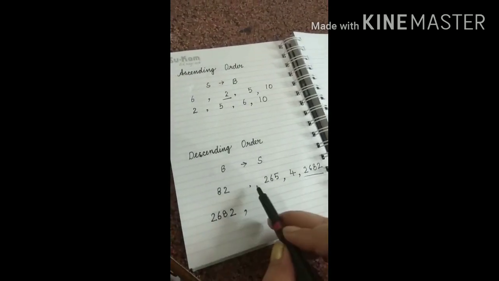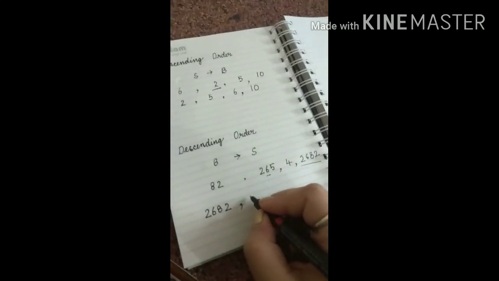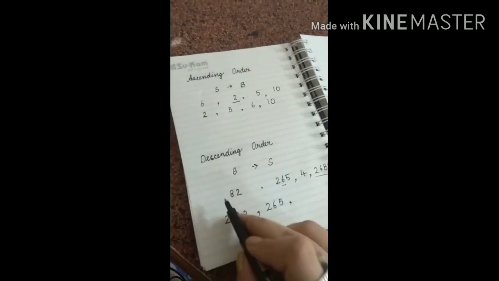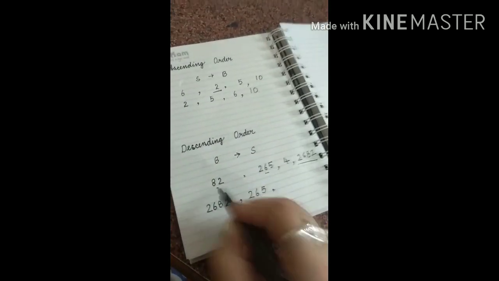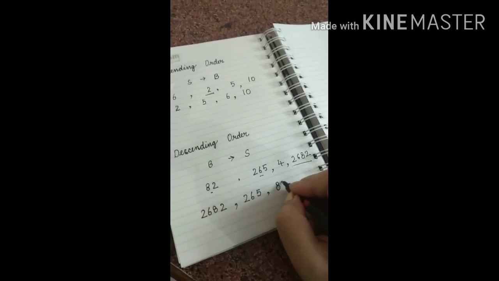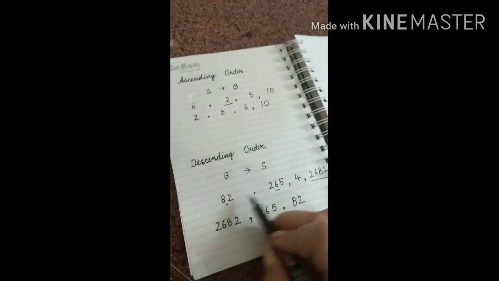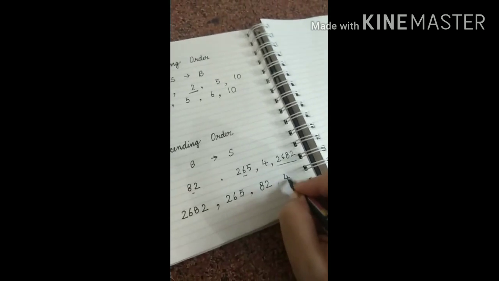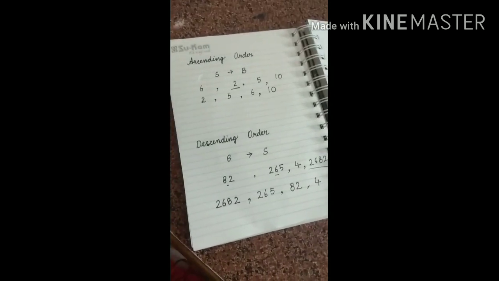Now second, what will it be? It will be this 3-digit number, 265. After that, third one, this 82. So we will write this 82, and the smallest number in all these 4 is 4. So we will write 4. So like this, we will do the descending order.